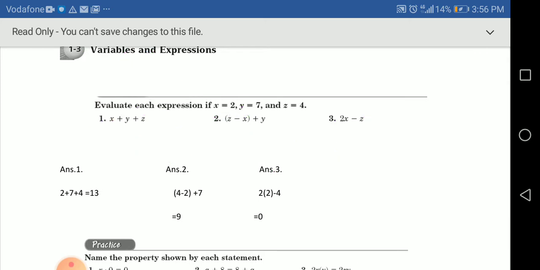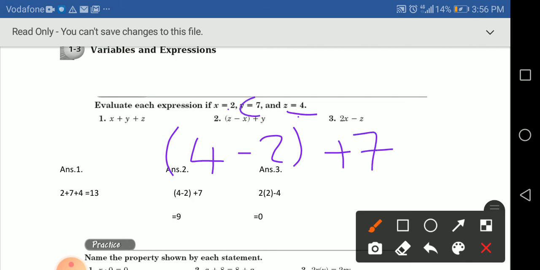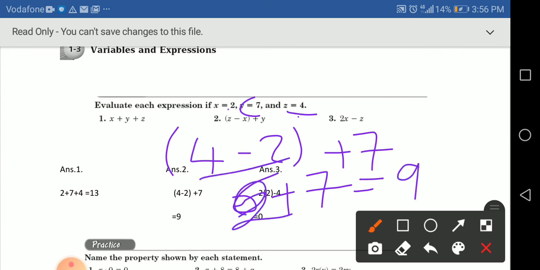Okay guys, when I say z minus x, plus y: z is 4, minus x, which is 2, all in brackets, plus y, given 7. Sorry, it's not 6. 4 minus 2 is 2, not plus 2. So the answer in the brackets is 2. Then 2 plus 7 equals 9.